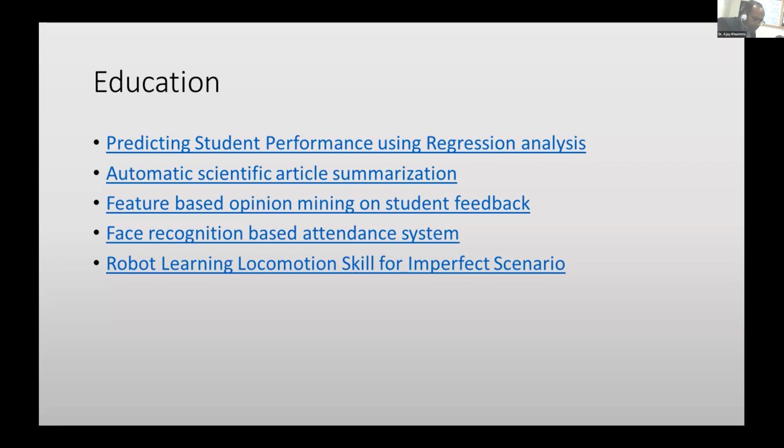Similarly, we use attendance-based systems. Earlier, we had paperwork for the attendance. Then we had biometric systems, like thumb impression and face recognition systems. Every system has some drawbacks and some plus points. But how can we improve on the drawbacks and remove the problems with the help of AI? Similarly, we have robot learning locomotion skills for imperfect scenarios, again a good project for the student and the faculty members. The ultimate goal is how we can improve the performance of the student in education.